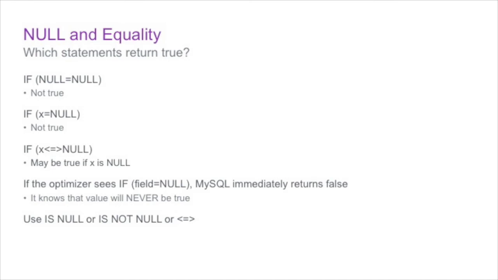Which is actually pretty cool, right? That it returns it fast. The uncool part is that that's probably not what you meant. You didn't mean to say if 1 equals 0, which is basically what you just said. It knows that the value will never be true. So use is null, is not null, or the null safe equality operator.